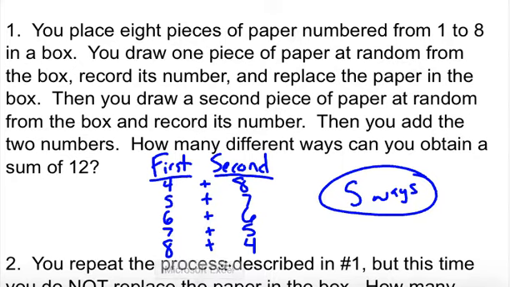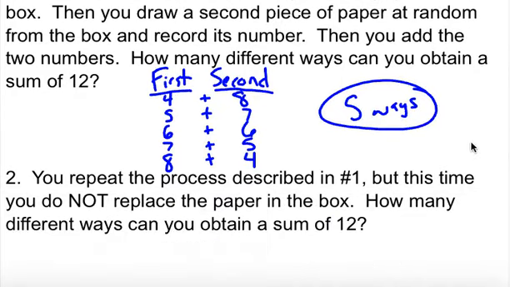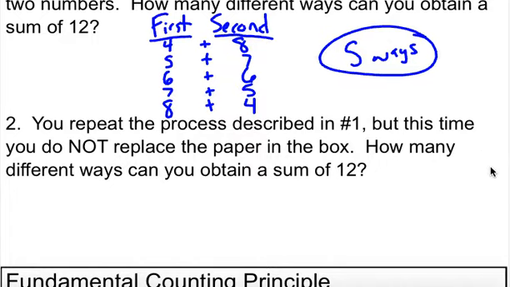Now, going to our next problem, we're going to repeat this process, but this time we do not replace the papers in the box. So how many ways can we obtain a sum of 12? Now, the same thing: if you draw a 1, 2, or 3, there's no way you can get a sum of 12, so we can kind of ignore those. Since we're not replacing, that means we have to throw out the 6, because if I draw a 6 the first time, there's no way that I can draw a 6 on my second draw.